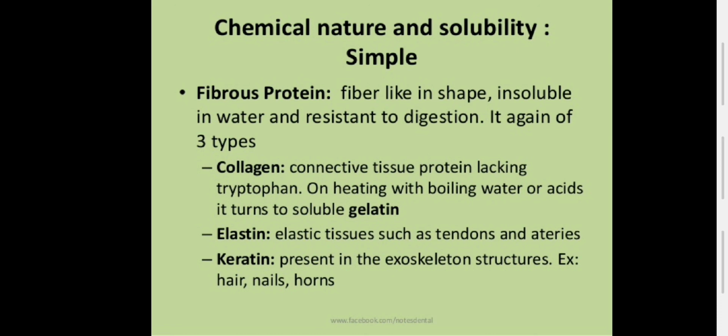We have connective tissue protein, collagen, lacking tryptophan, and by heating with boiling water or acid, it turns soluble, which is called gelatin. Next to that, we have elastin. Elastin functions in elastic tissues such as tendons and arteries. Always remember that one. And lastly, we have keratin. Keratin is present in the exoskeleton structure. Examples of keratin, of course, we know: hair, nails, and horns.